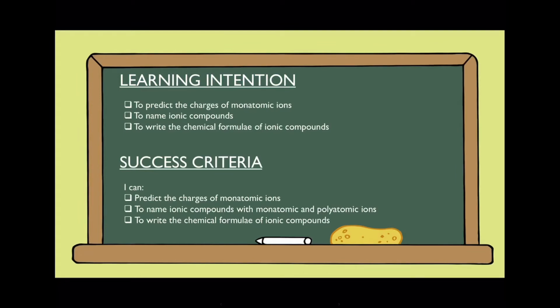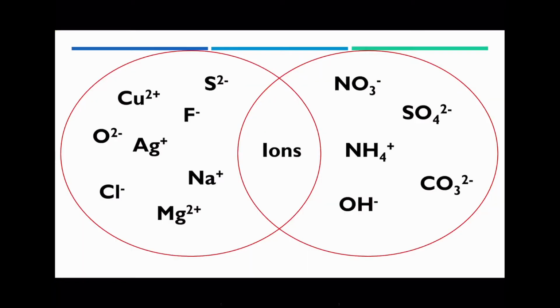We're also going to be naming ionic compounds, and we're going to be writing the chemical formula of ionic compounds as well. So what I have over here is a Venn diagram showing all the different types of ions that you may encounter. These are the common ions that you generally see and that we generally deal with in the laboratory.